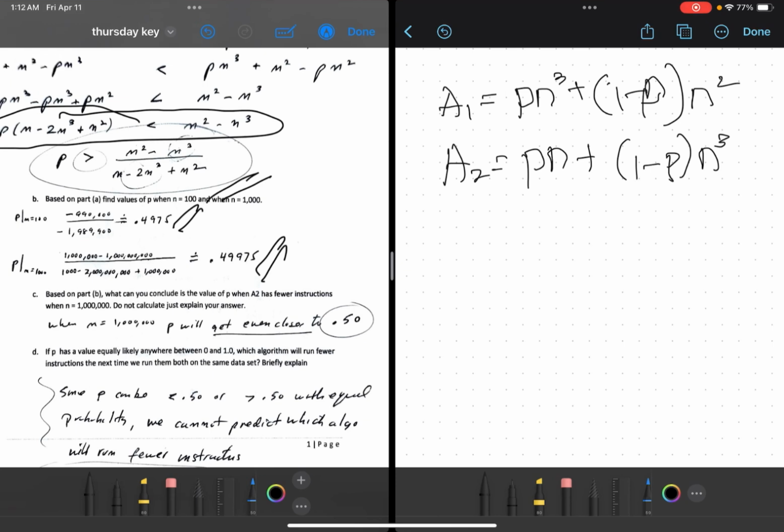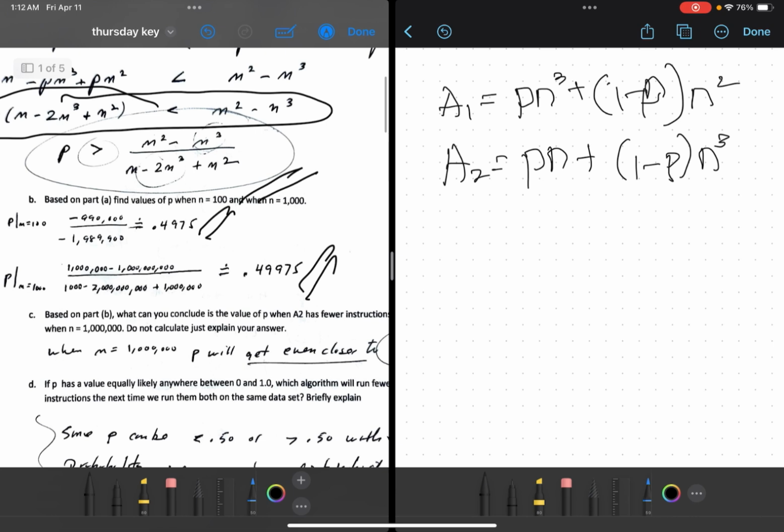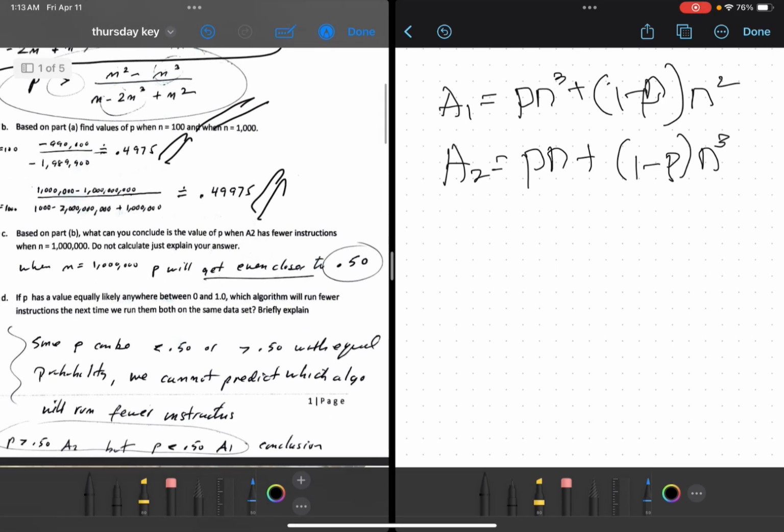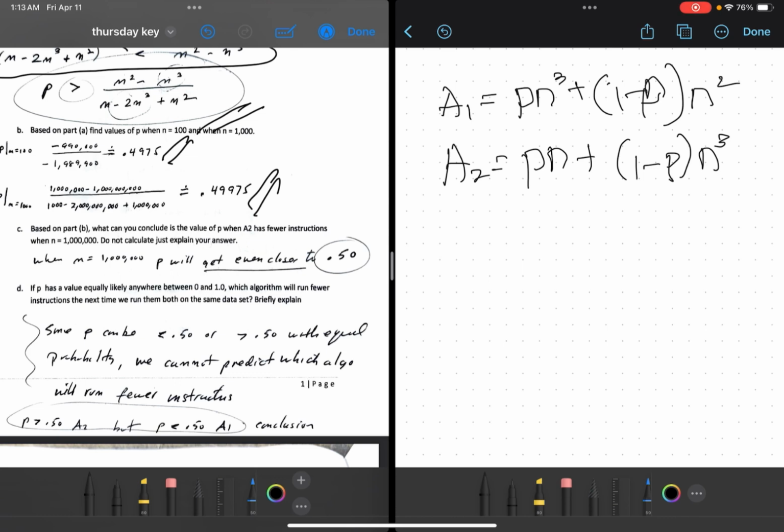Let's look at the third one. Based on part B, what can you conclude is the value of p when A2 has fewer instructions when n is equal to 1,000,000? If you observe carefully in part B, when n is equal to 100, the value of p was 0.4975, and when it was 1000, it went up to 0.49975. So as we increase the value of n, we can observe that the probability is also increasing. When n goes up to 1,000,000, the probability p will get even closer to 0.5.